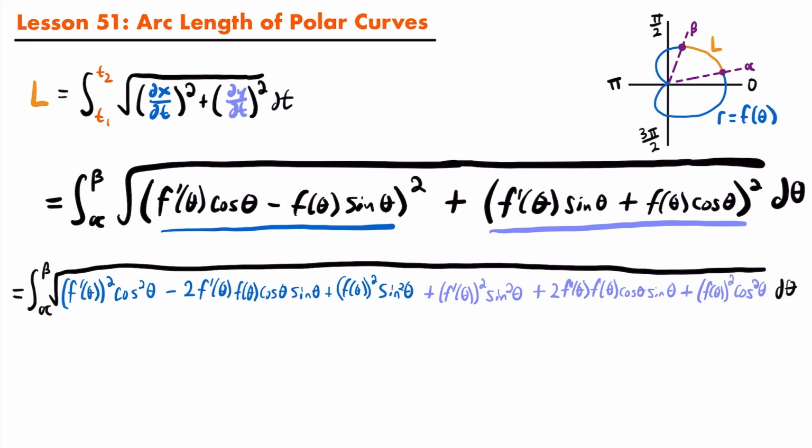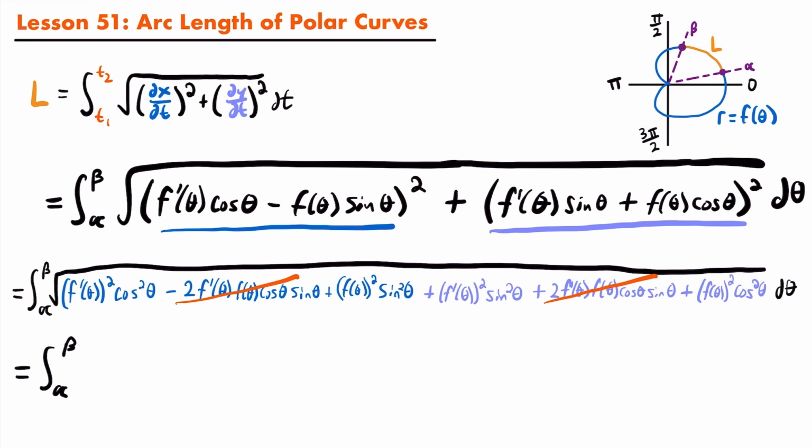Now what we want to do is work on simplifying all of these terms. And the first thing that I see is that we have 2 terms that are going to cancel out. We have negative 2 times f prime of theta times f of theta times cosine theta times sine theta, and then we have positive 2 times f prime of theta times f of theta times cosine theta times sine theta. They are the exact same terms, except one is positive and one is negative. So what we can do is cross them out. We don't need those 2 terms because they will cancel out with each other. So here's what we're left with. This will be equal to the integral from alpha to beta.